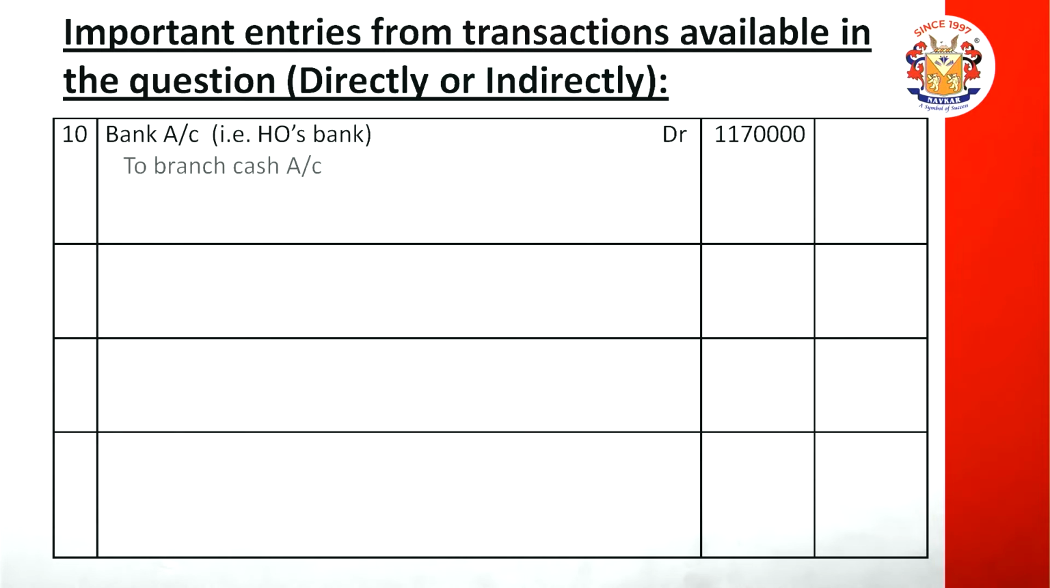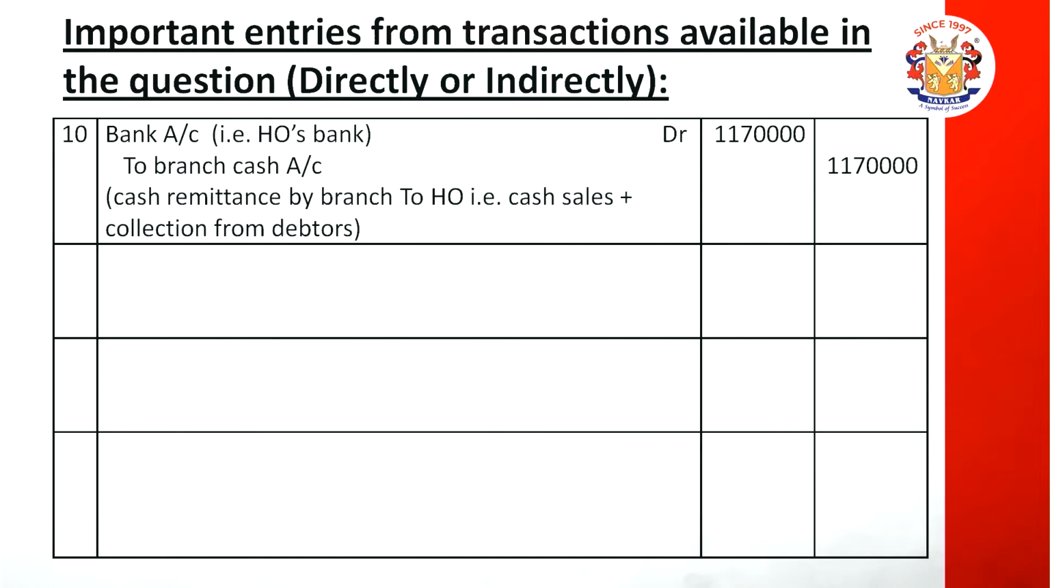Next one, cash remittance by branch to HO, meaning cash sales plus collection from debtors, 11,70,000. Due to cash remittance by branch to HO, I can say that HO's bank will increase and branch cash will reduce. So ultimately journal entry will be like this: HO's bank account debit to branch cash account 11,70,000.